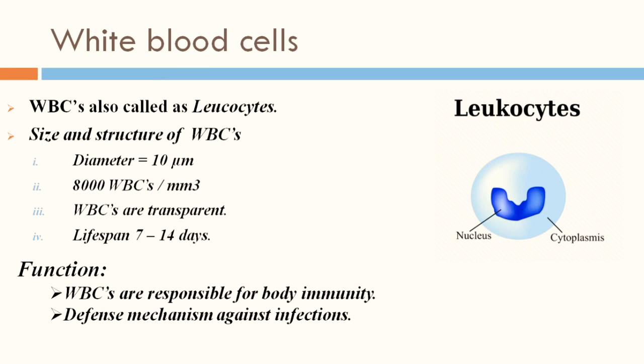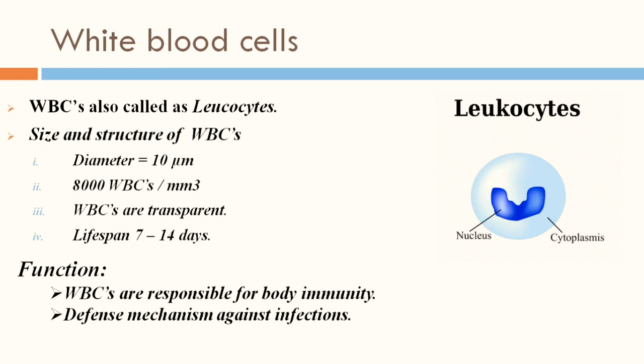These WBCs live for 7 to 14 days, and there is a rapid turnover with constant destruction and replacement. WBCs, or leukocytes, form the defense mechanism of the body against infection. Defense mechanism means these WBCs are related to the immune system of the human body. Now if you see the types of WBCs, there are two main types: one is neutrophils and another is lymphocytes.